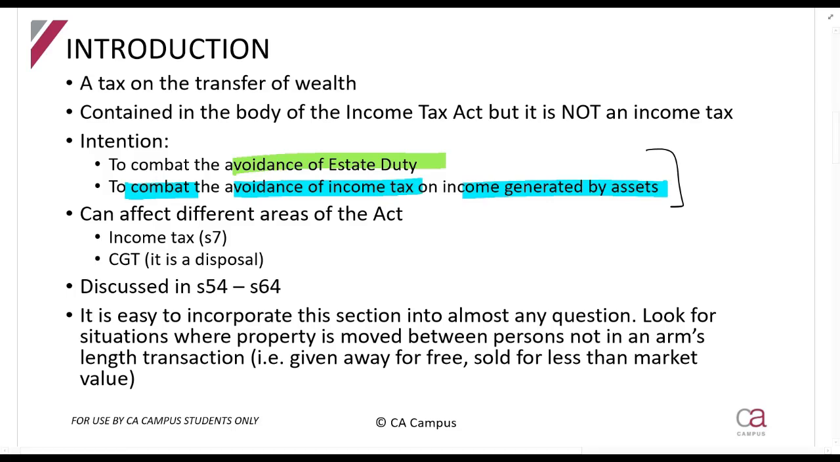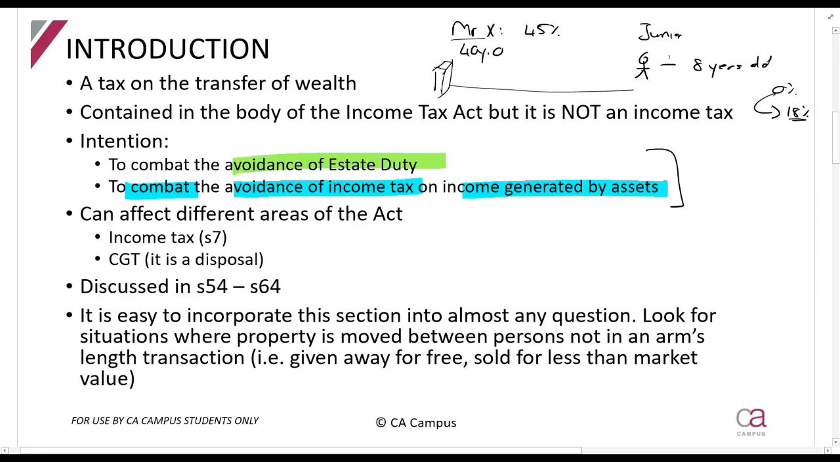So, for example, let's say here is Mr. X. Mr. X is currently paying tax at 45%. He is 40 years old. He has a son, Junior, who is 8 years old. Junior doesn't earn any income, so he's being taxed at 0%, or the first tax bracket for individuals is 18%. So if he earns the same thing, he'll be taxed there. Mr. X has a block of flats that he earns income from. He takes that block of flats and he donates it to his son. After he's donated it to his son, it will be taxed at a maximum of, let's say, 31%. So that's a way to avoid income tax by making a donation.